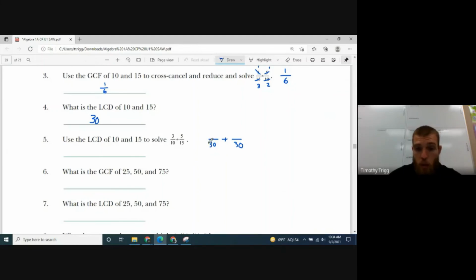So 10 times what gives me 30? Well, 10 times 3 gives me 30. So I multiply the top also by 3. So 3 over 10 is equal to 9 over 30. Here, to change 5/15 into 30ths, I multiply the 15 times 2. So I multiply the numerator also by 2. So that'll give me 10/30ths. Now that they have the same denominator, we could add them together easily. 9 plus 10 is 19. So it'll be 19/30ths.